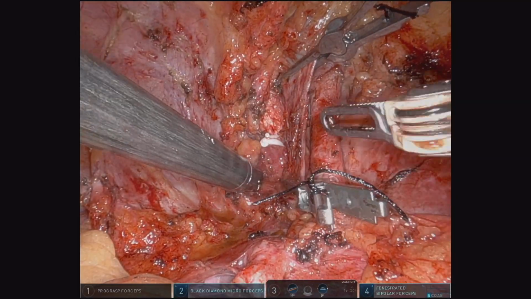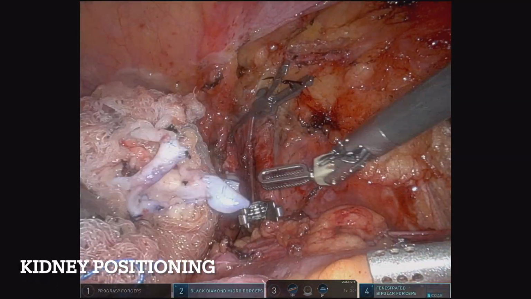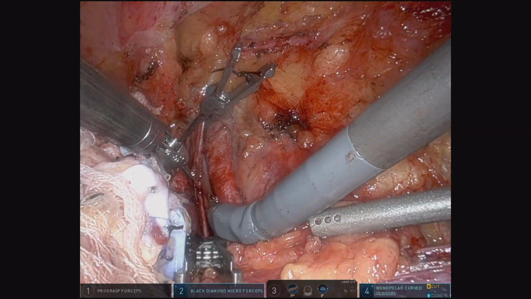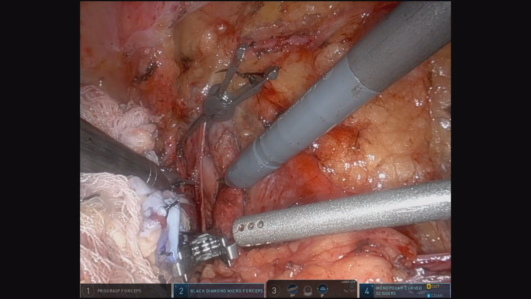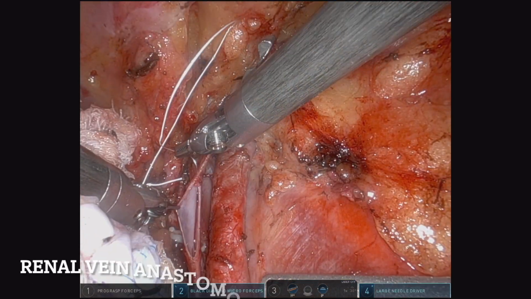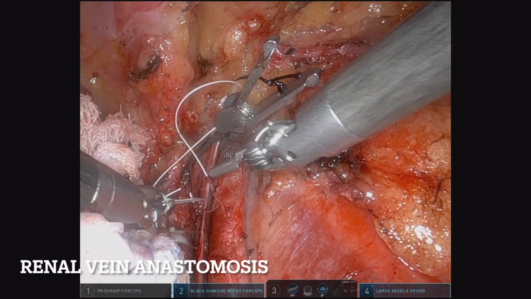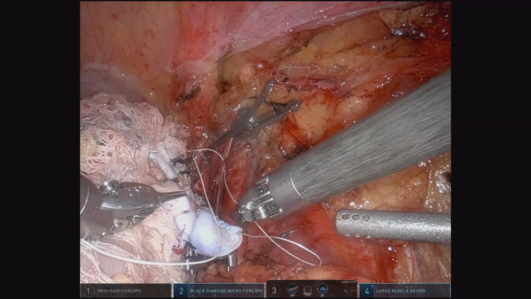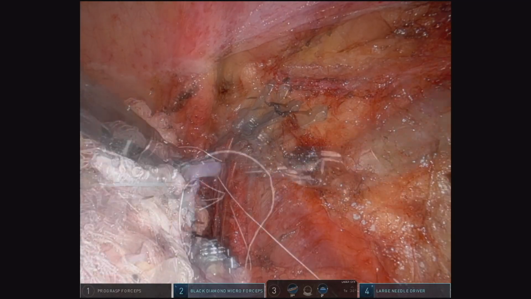Test clamps on the external iliac vein, and then the kidney is placed. Position has been marked with the blue marking pen. Opening is made in the renal vein, iliac vein, and then the end to side renal vein to iliac vein anastomosis is performed. Suture used is 6-0 Gore-Tex.